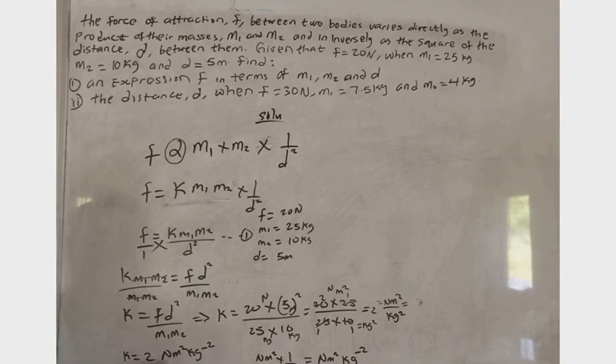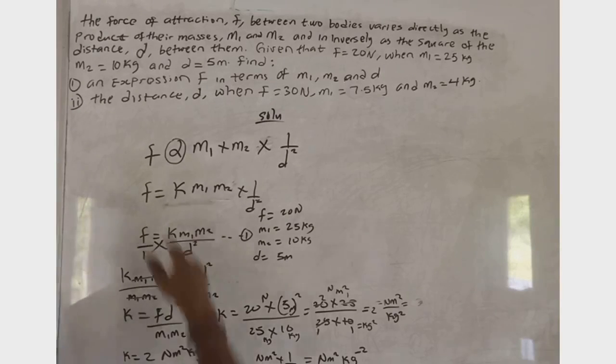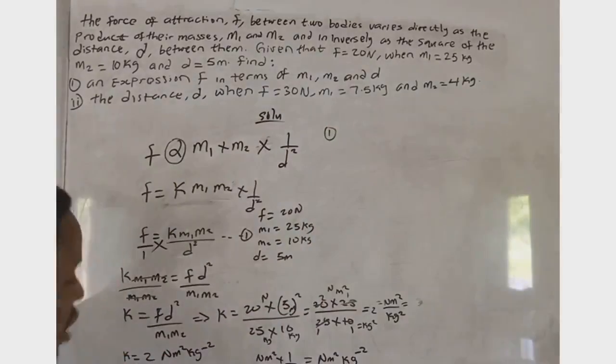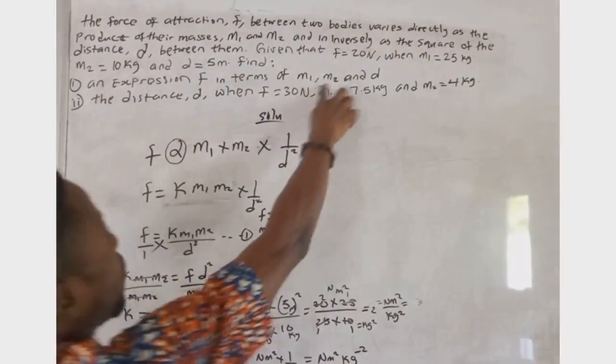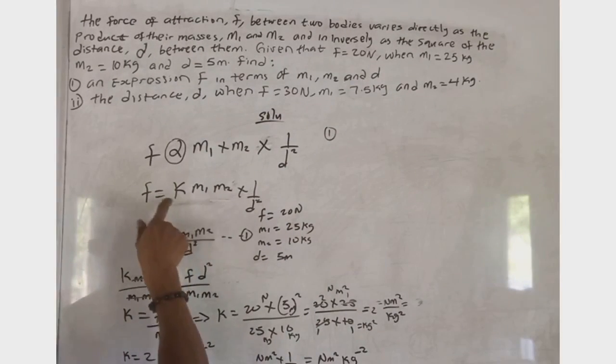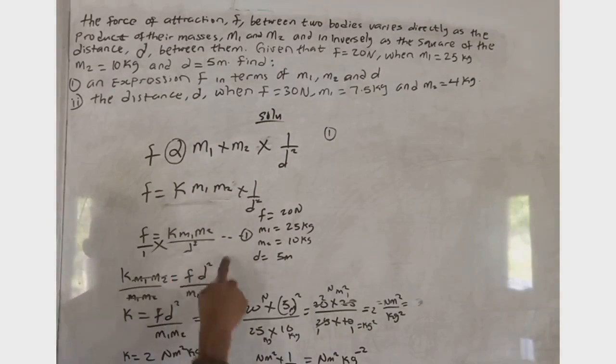You don't have concern about the units. What we are concerned about is finding our value of k, which is a constant. We have gotten it as 2. So now let's express, according to question 1, F in terms of m1, m2, and d. From this equation 1 we have it here.